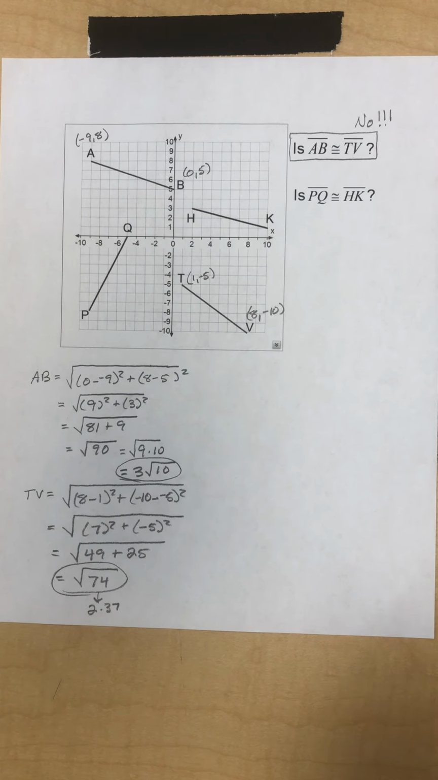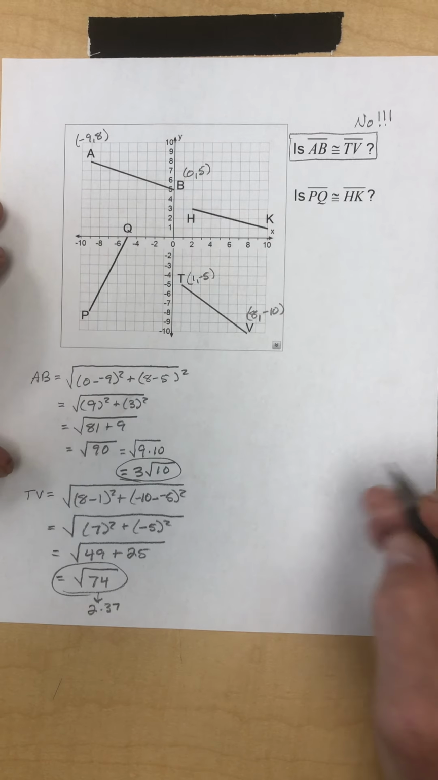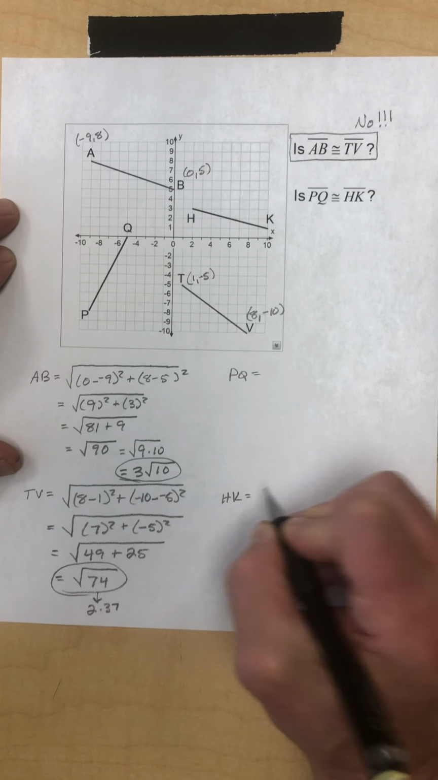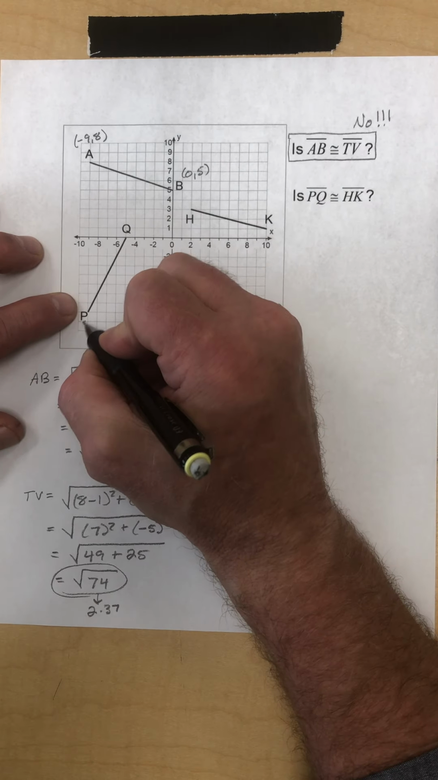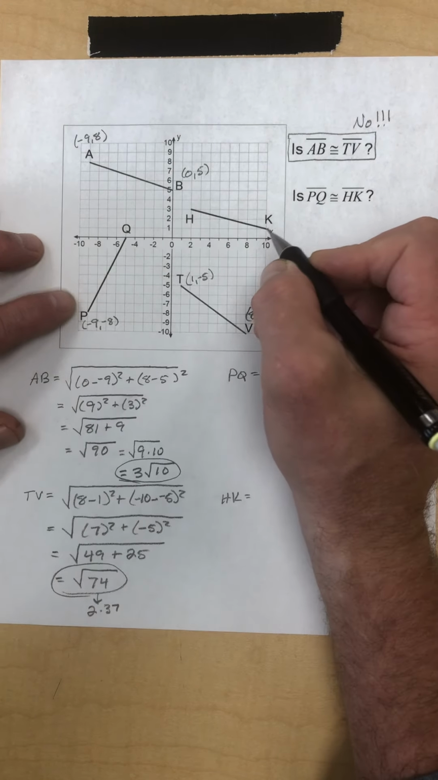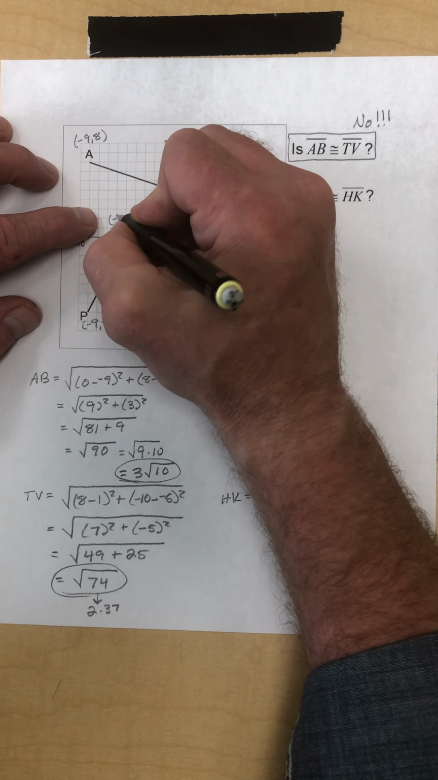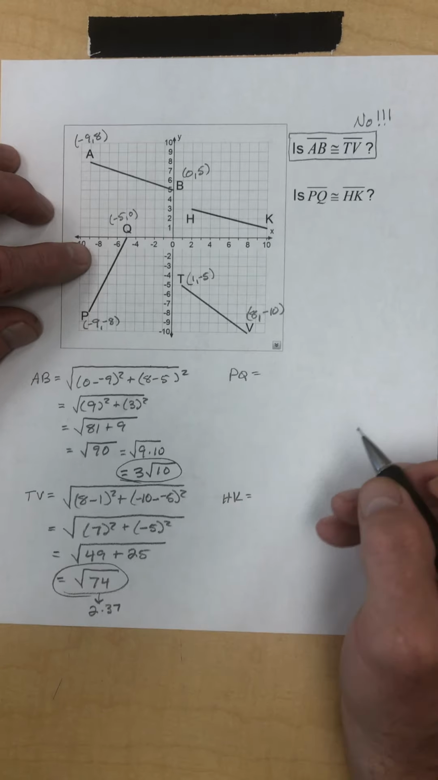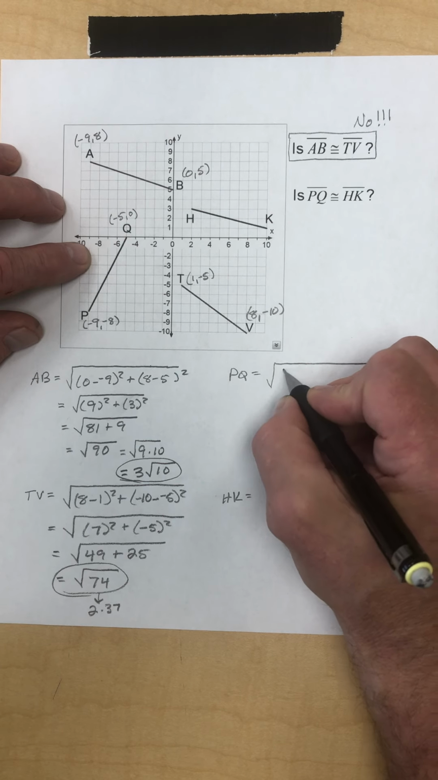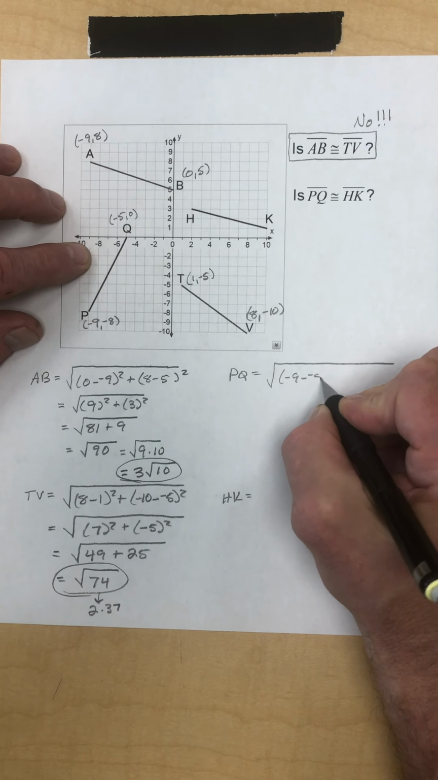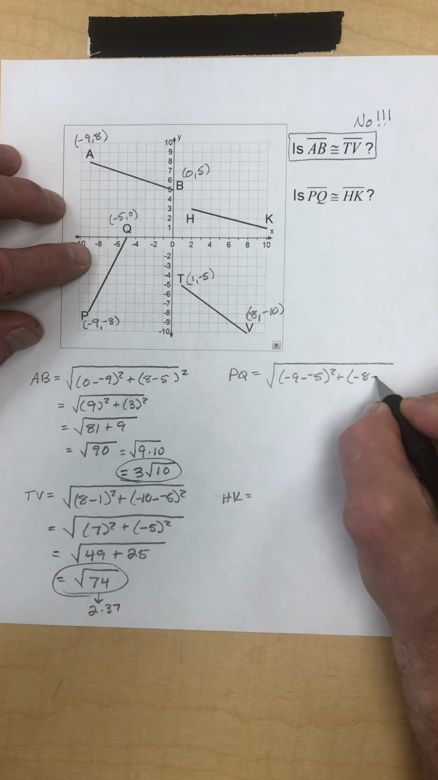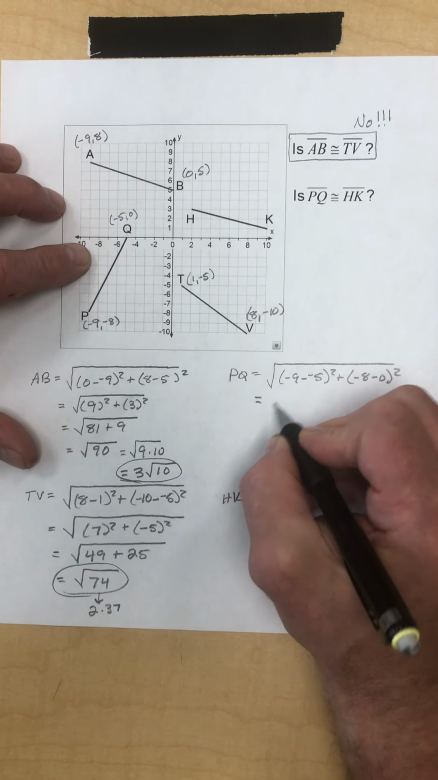Okay, so let's see what happens with PQ and HK. So we got to do PQ, and then I got to do HK down here. Let's take a look at PQ. P, it looks like we're at -9 and -8. Q, it looks like we're at -5, 0. So we see square root of, I got to subtract the x coordinates. So -9 minus a -5, square that, and then subtract the y coordinates. I have -8 minus 0, square that. Now I just got to simplify this.